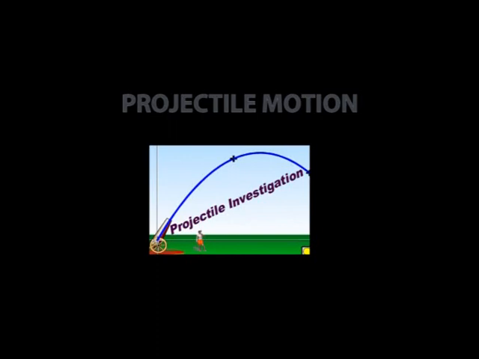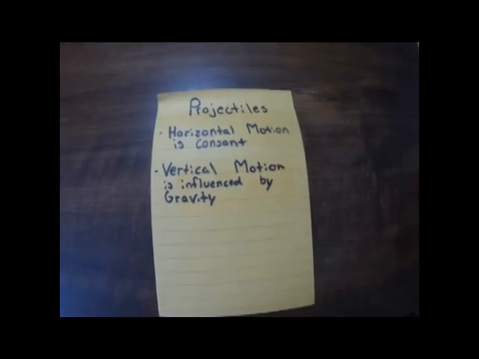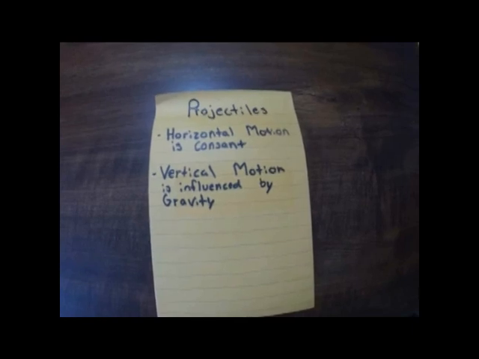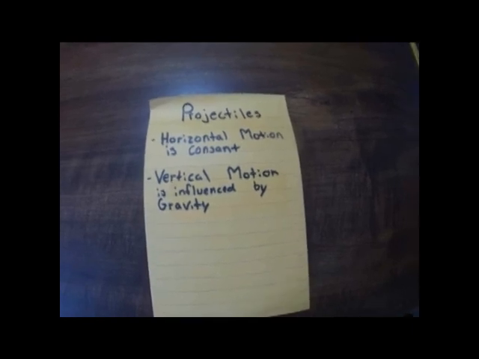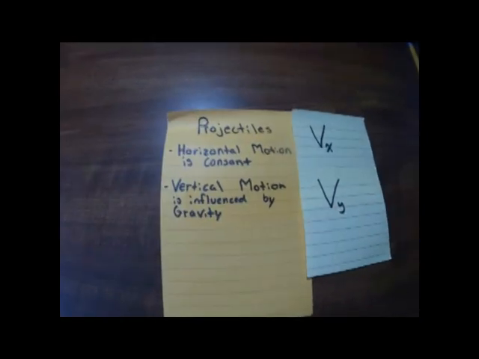So today we're going to be talking about projectiles. The horizontal motion is always going to be constant. We're going to neglect air drag and other forces like that, and vertical motion will be influenced by gravity. So we can call the horizontal motion Vx and the vertical motion Vy.